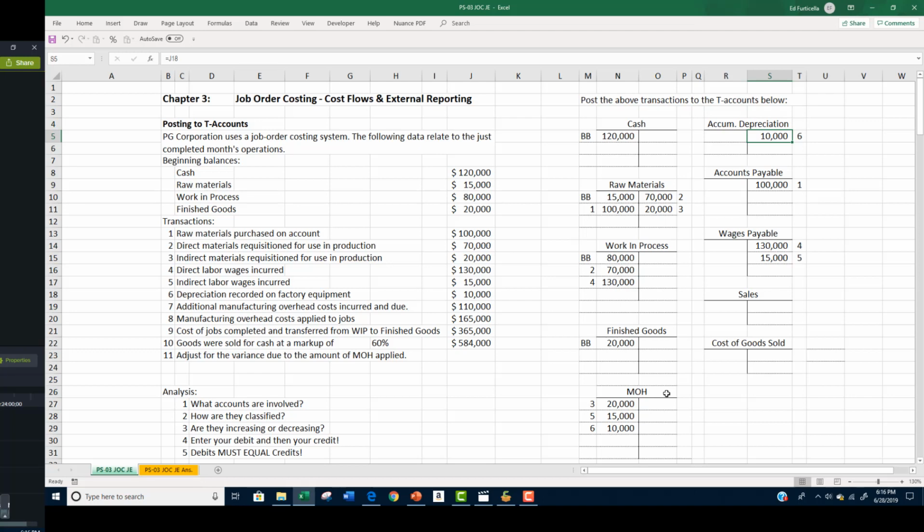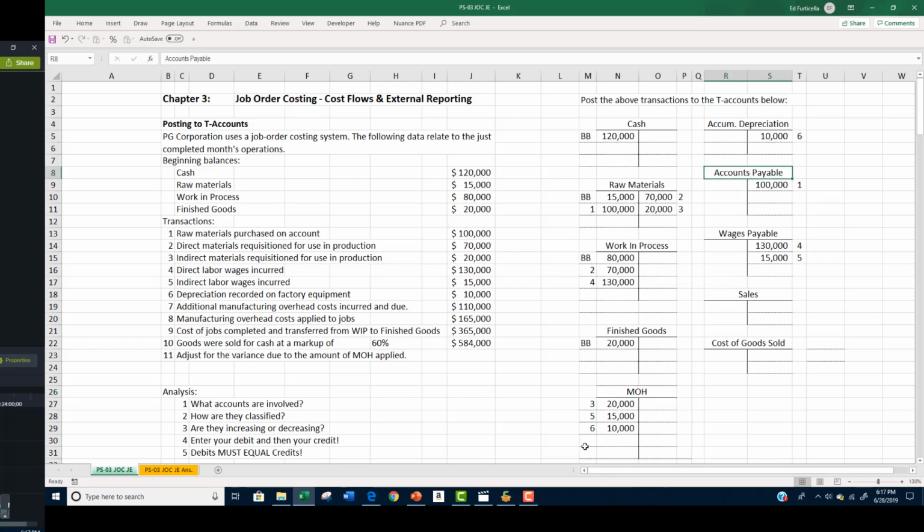Again, any time that you see the word factory as part of the transaction description, it means that either work in process or manufacturing overhead will be used as one part of the entry. Let's look at transaction 7. We have additional manufacturing overhead costs incurred and due of $110,000. So again, we're talking about manufacturing overhead, and because it is incurred and due, we are also talking about accounts payable.